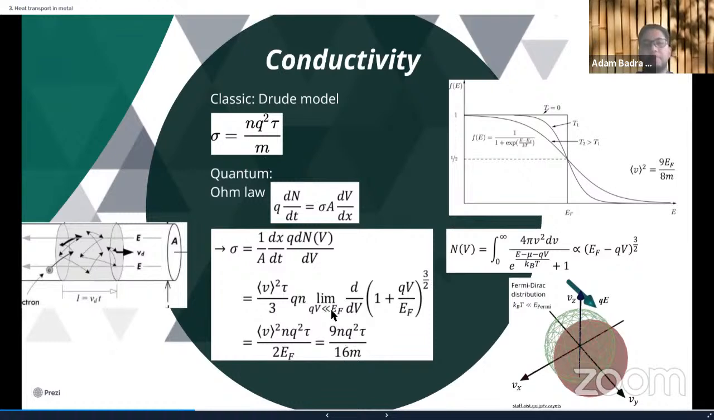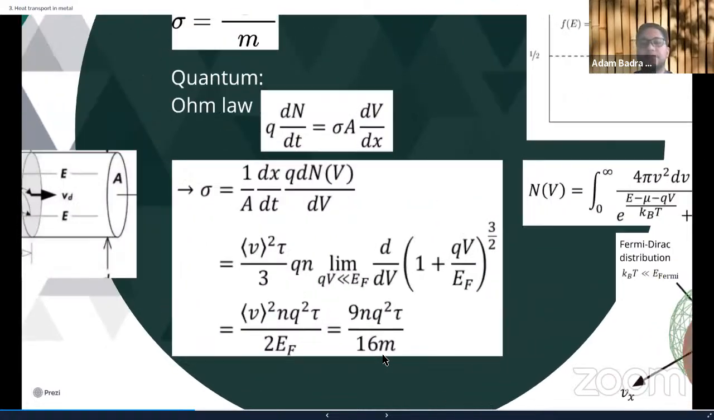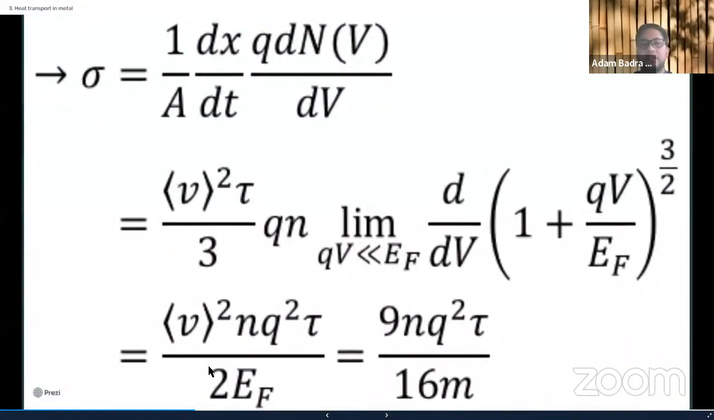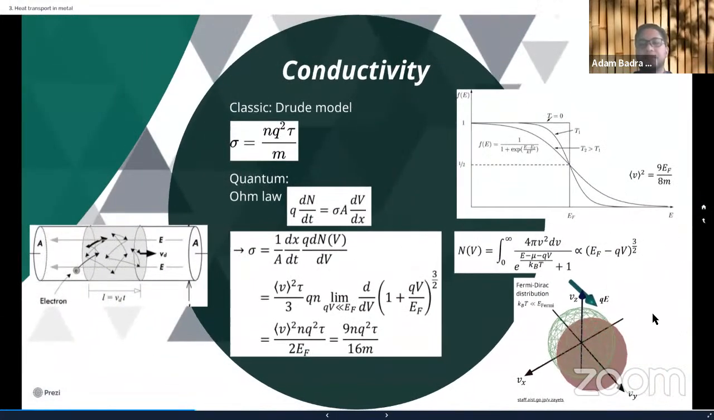over 16m. So if we compare this, the factor is more or less the same, n v squared tau over m. So they still depend on the same thing, but in the detail of the constant there are some corrections that need to be made. But overall, the Drude model can still be used to describe the electric conductivity of the material. Okay.